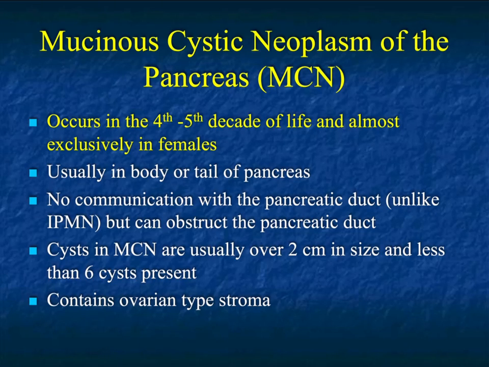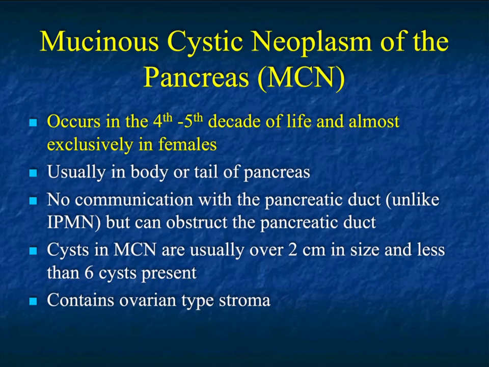MCNs typically occur in females, usually in the body of the pancreas. About 40% of these are malignant, so almost all are treated as if they're pre-malignant or malignant, and they get resected. There's some thought that if a lesion is under 2 centimeters, perhaps you can watch it, but most of the time they will be resected.